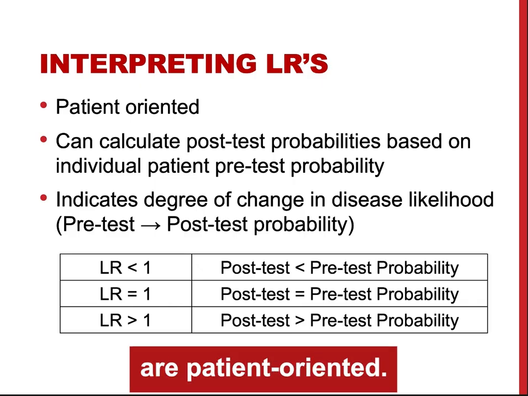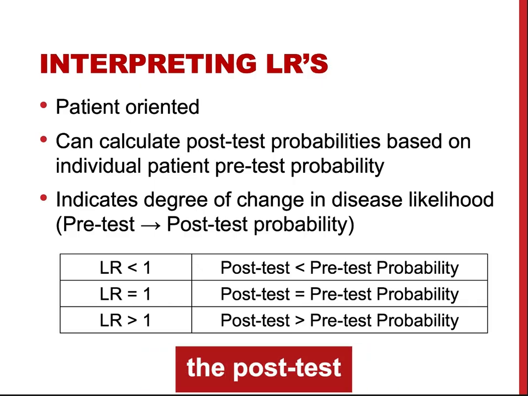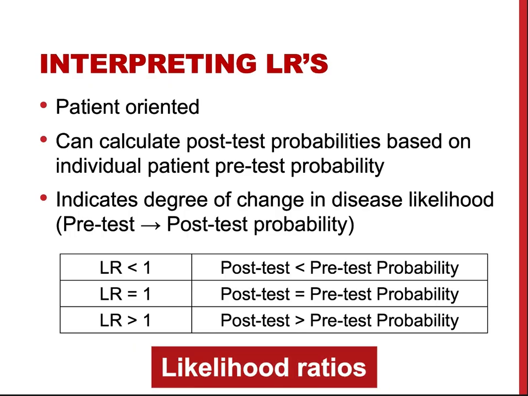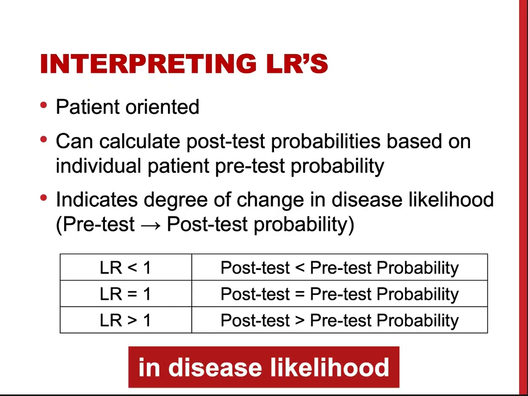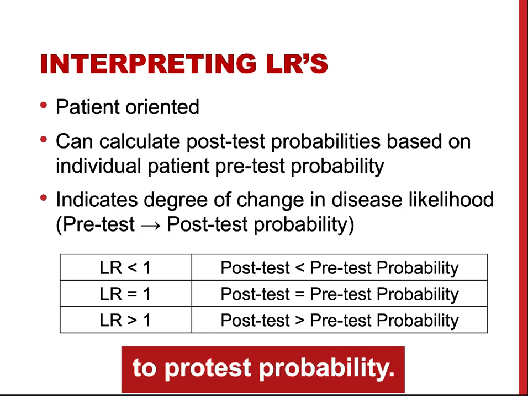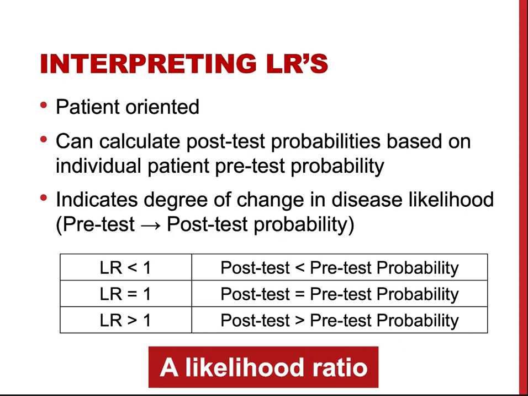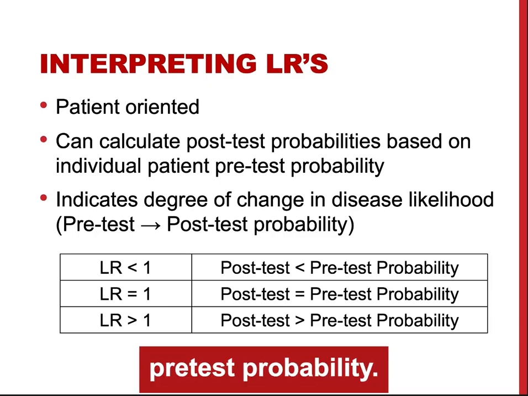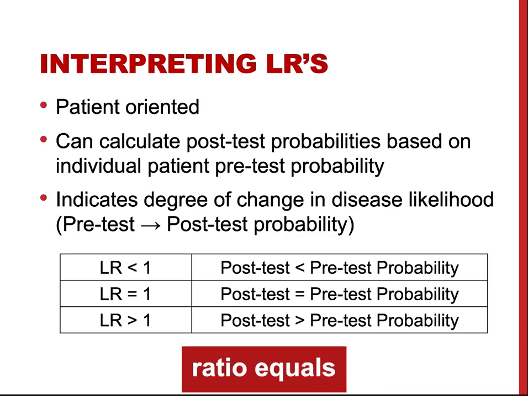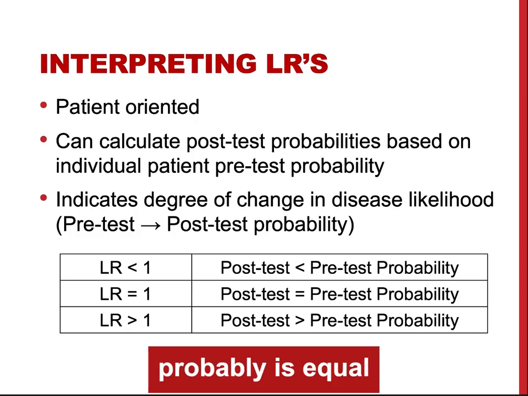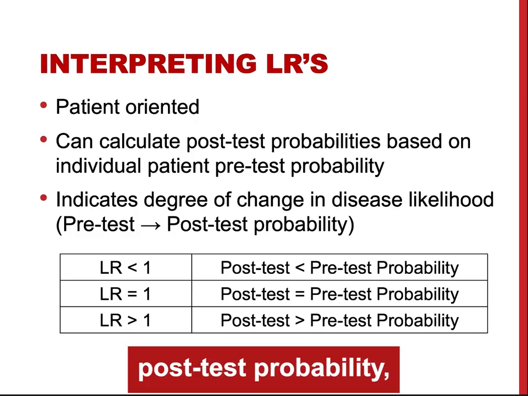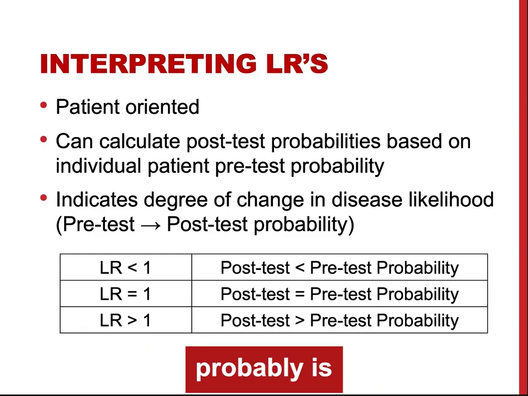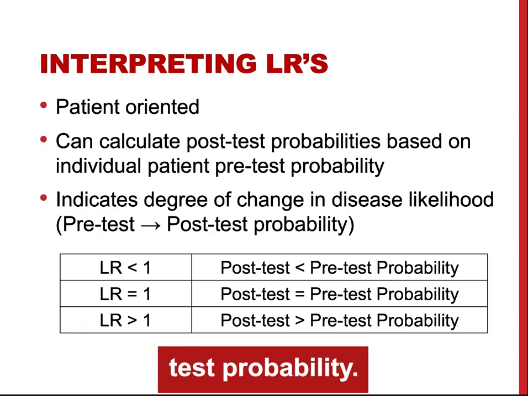Likelihood ratios are patient-oriented. You can calculate the posttest probability of disease based on the individual patient's pretest probability. Likelihood ratios indicate the degree of change in disease likelihood from pretest to posttest probability. A likelihood ratio less than 1 indicates that the posttest probability is less than the pretest probability. A likelihood ratio equal to 1 indicates that the pretest probability is equal to the posttest probability. And a likelihood ratio greater than 1 indicates that the posttest probability is greater than the pretest probability.